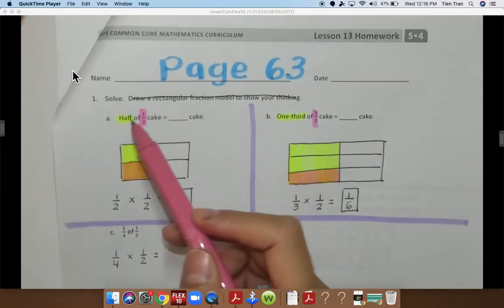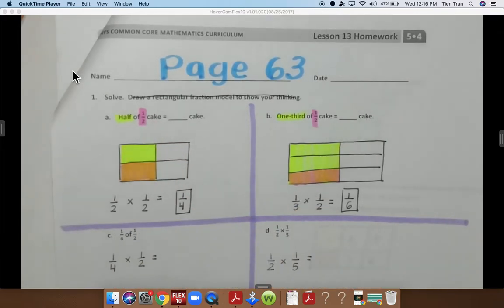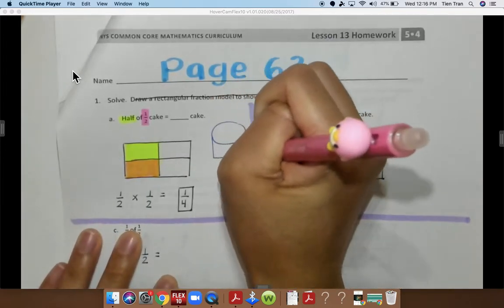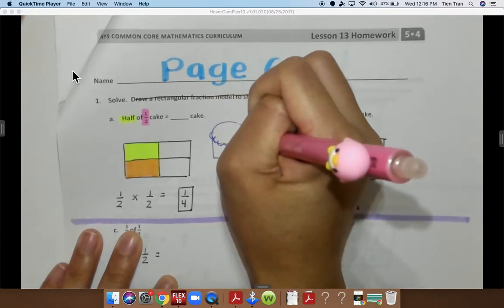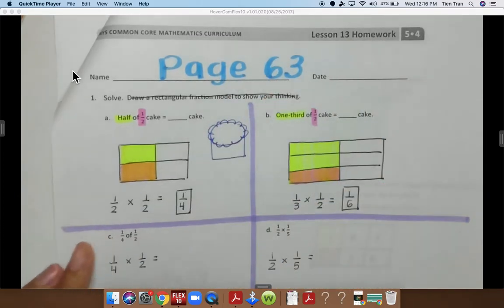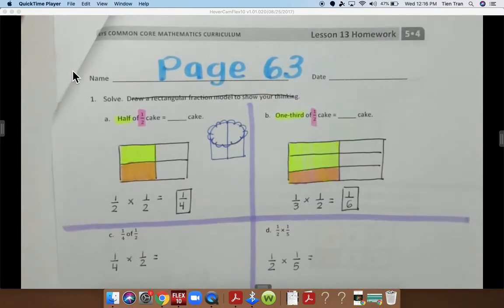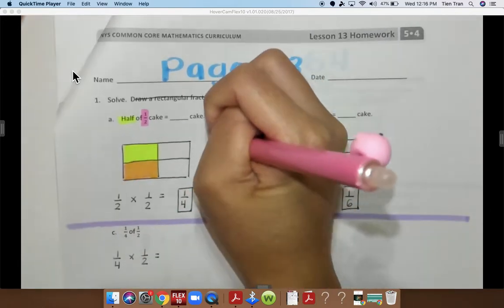So right here we have half of one half of a cake. If it helps you to think about it, you can draw your cake. So I might draw my cake like that. And here's the cake. And someone might ask you, hey, can I have half of a cake? So first I would split it in half. And then again, I would split it in half again.